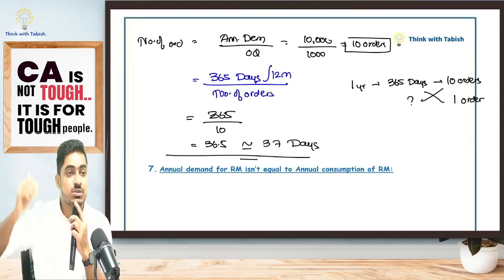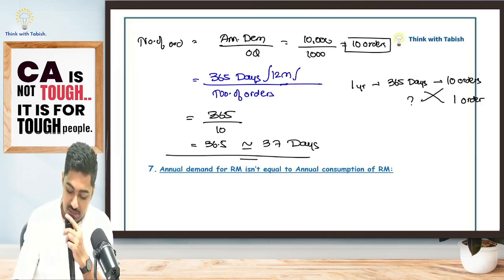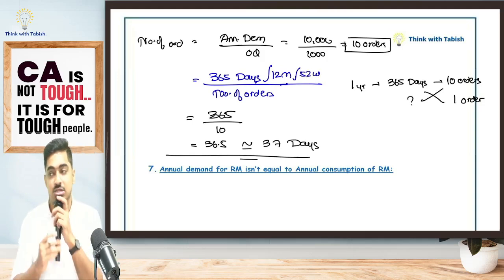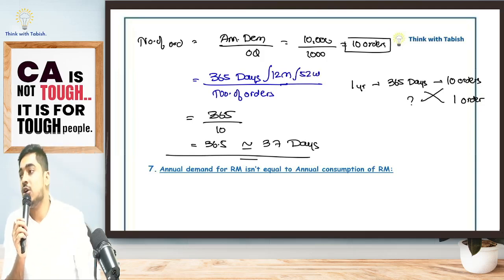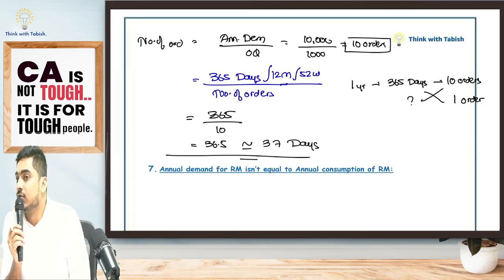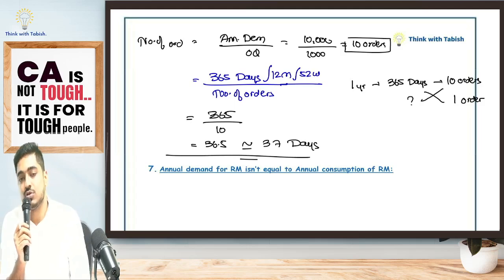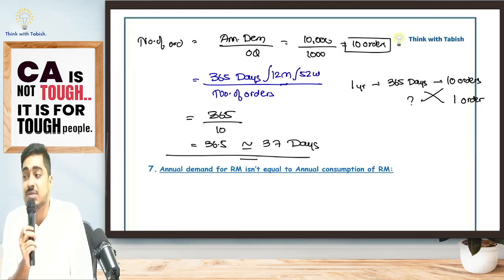No, sir, I want it in terms of weeks. How many weeks in a year? 52 weeks divided by number of orders. No, sir, I want it in terms of quarters. How many quarters in a year? 4, no doubt in that. Yes, sir. However you want, you can do it. As simple as that. Simple cross multiplication. There is nothing to be learned by heart.